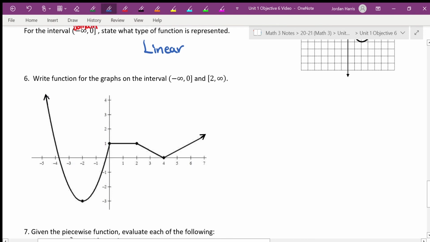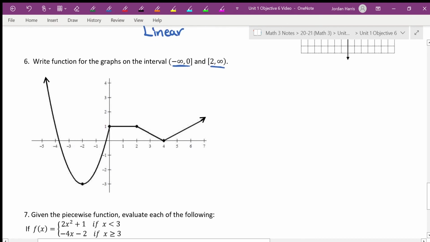Okay, that's it. For number 6, it says write the function for the graphs on the intervals here. So we have 2 intervals to deal with. I'm actually going to tell you to cross one of them out. Let's cross out, we'll do the more difficult one. So cross out 2 to infinity. That's a linear absolute value. So you would just write the domain restricted function for that. So instead, we're only going to be doing from negative infinity to 0.